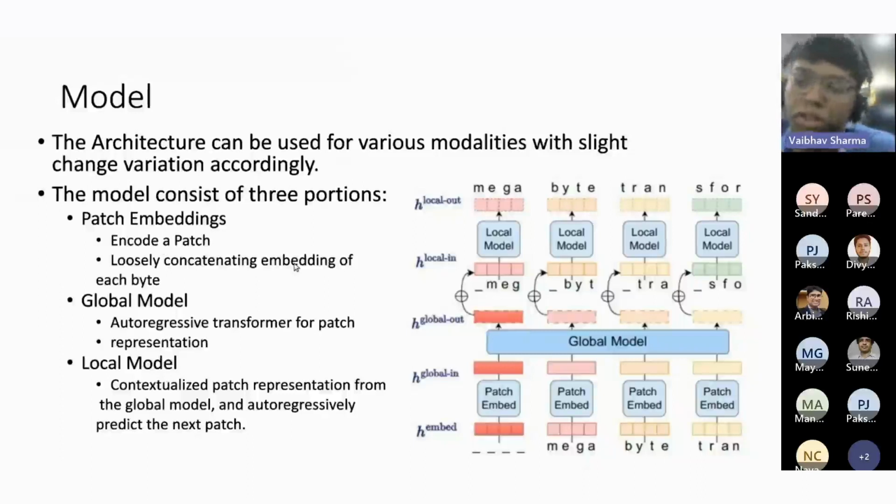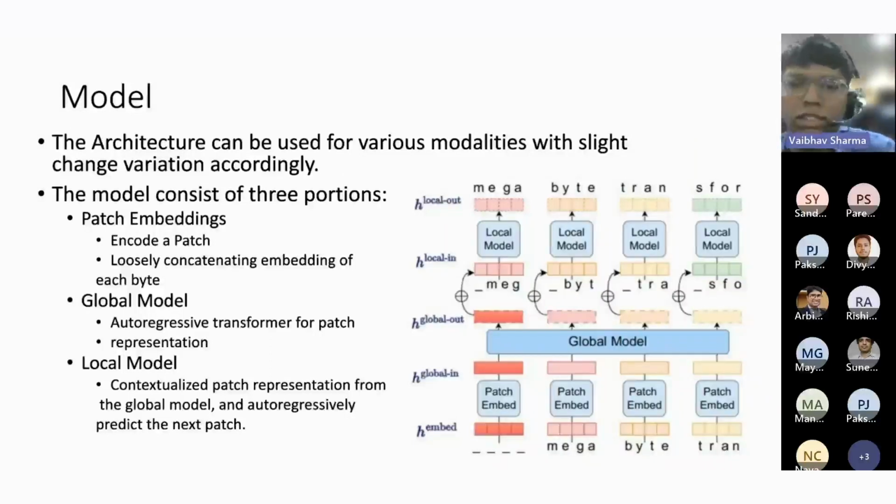What the patch embeddings do is take an input sequence and divide it into different patches. We fix a patch size and divide the input into patches, and then we loosely concatenate the embeddings for each of the bytes in a patch. Then we add other factors like positional encoding, and then we pass this to the global model.